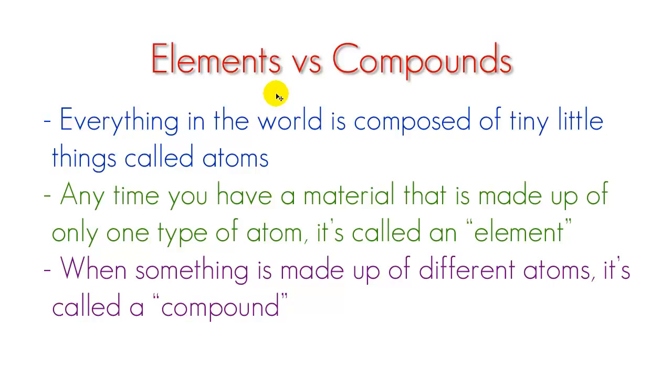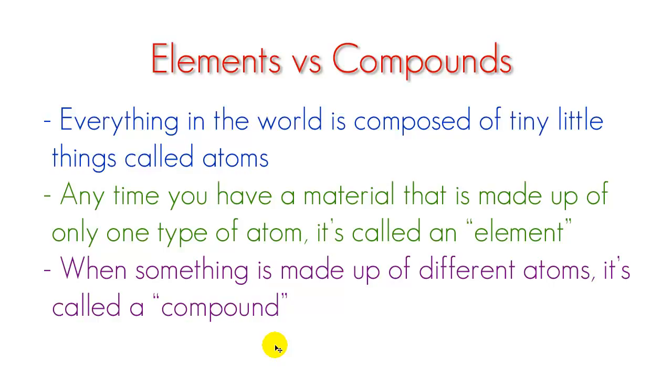Everything is made up of tiny little balls called atoms. Now, anytime you have a material that is made up of only one type of these balls, it's called an element. A bunch of different types of balls exist. Some might be blue, some might be orange, some might be big, some might be little. Whenever you have a material that's made up of only one type of these balls or atoms, it's called an element. Whenever you have something that's made up of different types of balls or different atoms, it's called a compound.